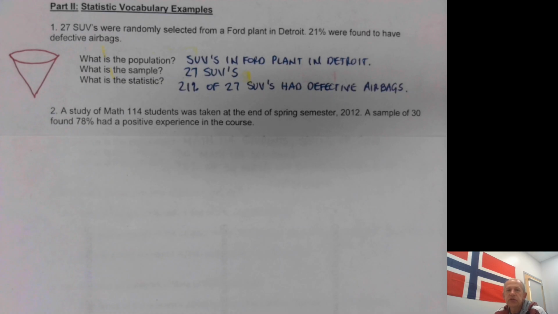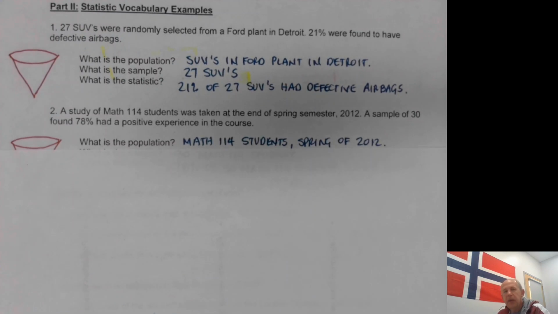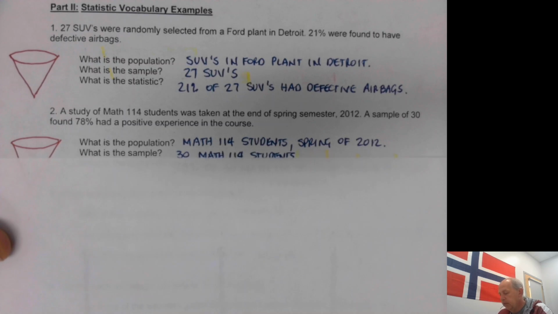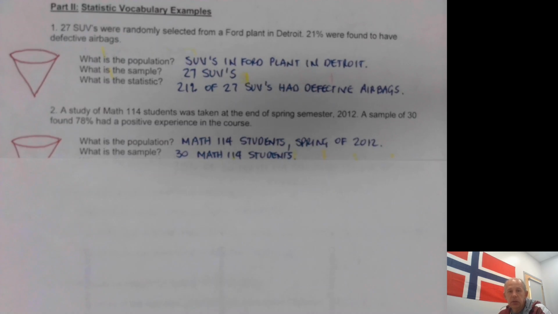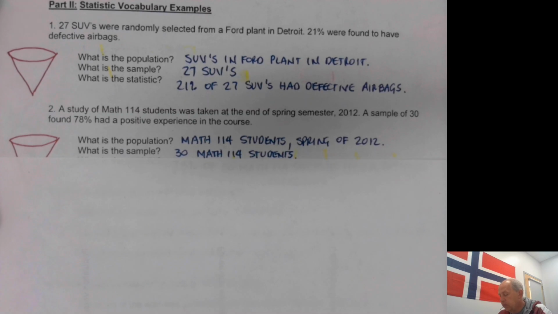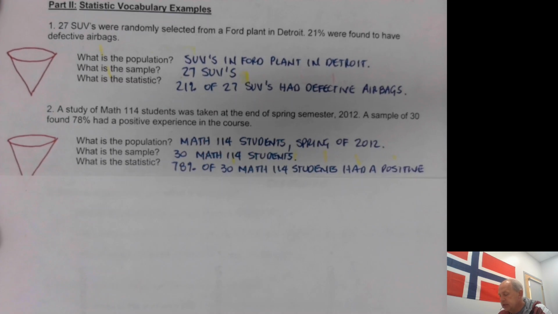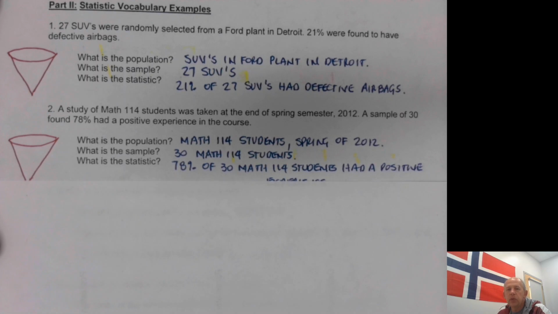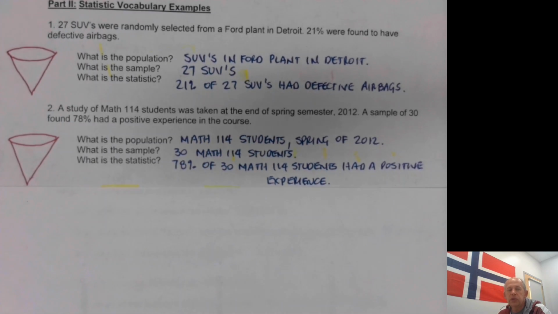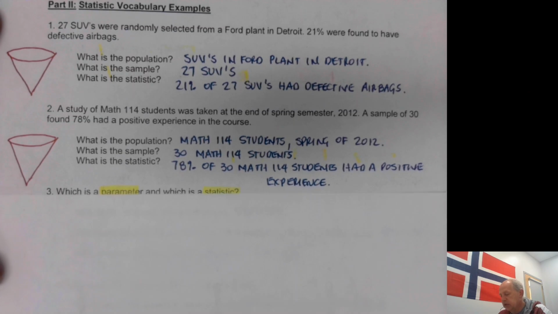A study of Math 114 students was taken at the end of spring semester 2012. A sample of 30 found 78% had a positive experience with the course. Here we go with the population and this funnel concept. The population were all Math 114 students in the spring of 2012. The sample, 30, not all, but just 30 of the 114 students. And the statistic: 78% of the 30 Math 114 students had a positive experience with the course. So we said something very specific at the end: 78% had a positive experience.